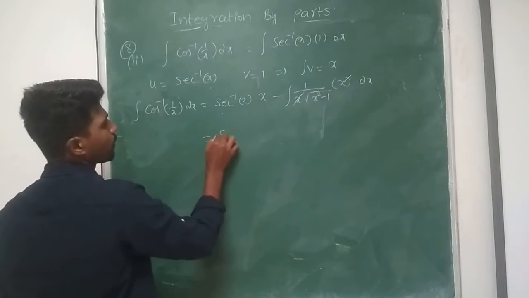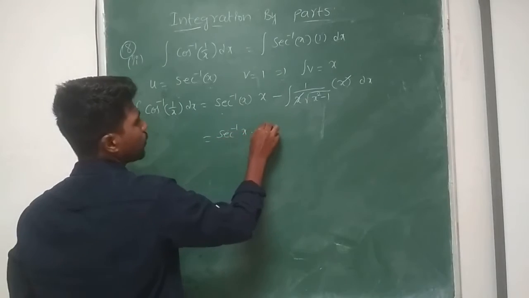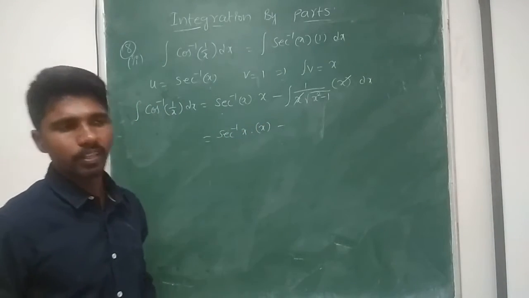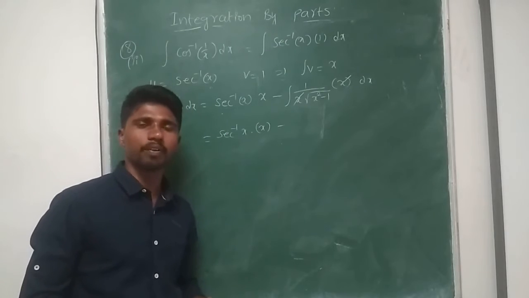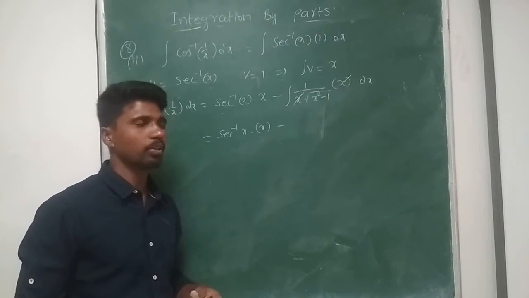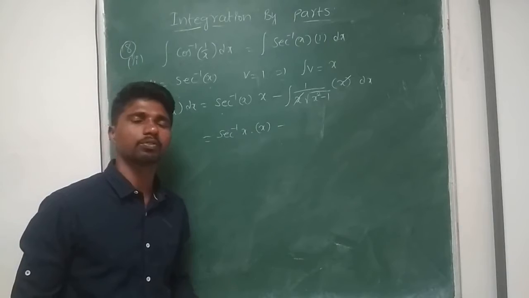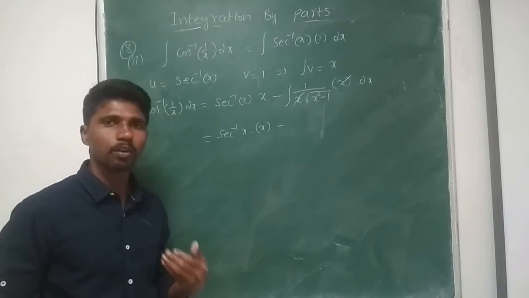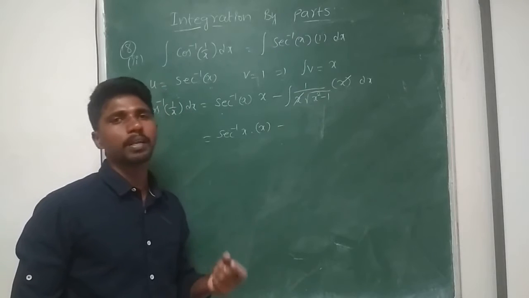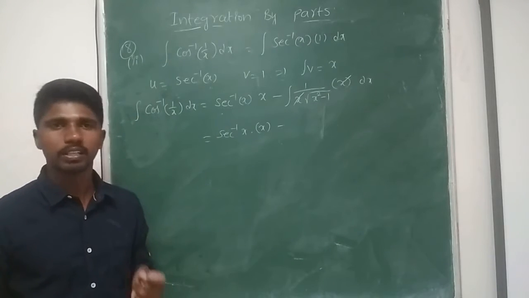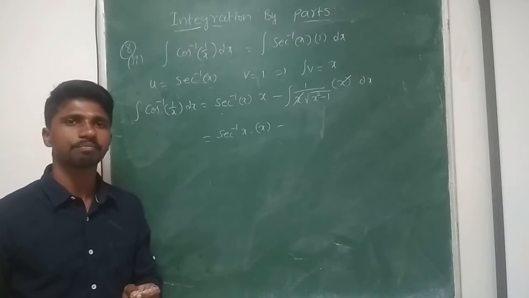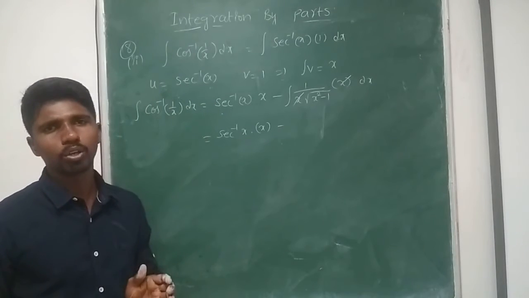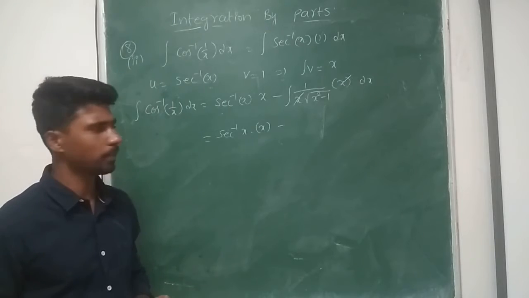Now the simplest form, secant inverse x into x minus integral root x square minus 1. Integral root x square minus 1, which is nothing but in the form integral 1 by, it's not root x square minus 1, it's 1 by root x square minus 1. So integral 1 by root of x square minus a square form, which is nothing but equal to 1 by 2a log x plus root of x square minus 1 plus c.